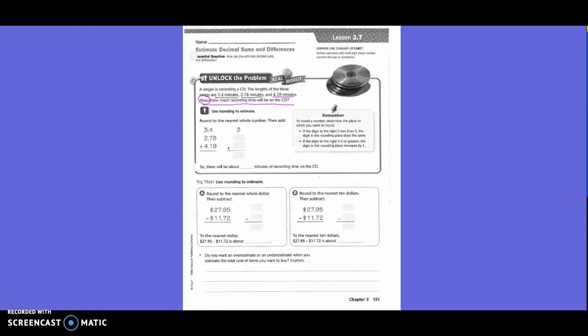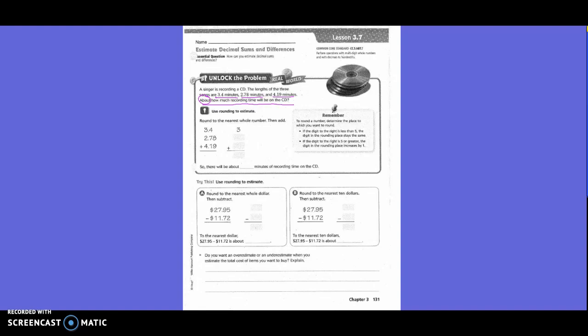Alright, so it says round to the nearest whole number, then add. Remember, to round a number, determine the place to which you want to round. If the digit to the right is less than 5, the digit in the rounding place stays the same. If the digit to the right is 5 or greater, the digit in the rounding place increases by 1. So remember, anything lower than 5, you stay the same. Anything 5 or higher, you go up.